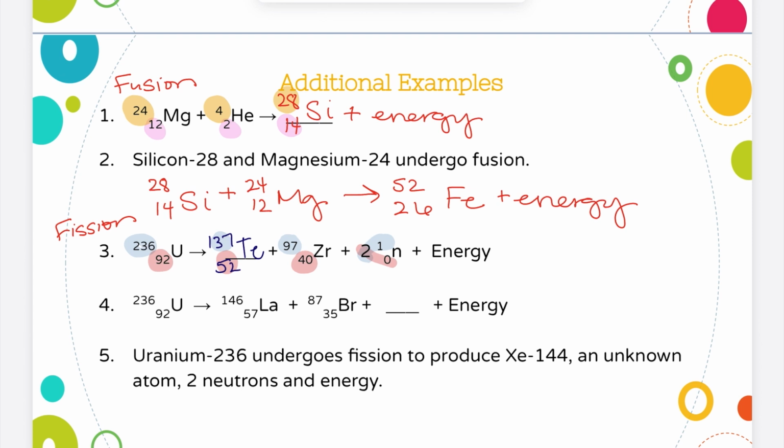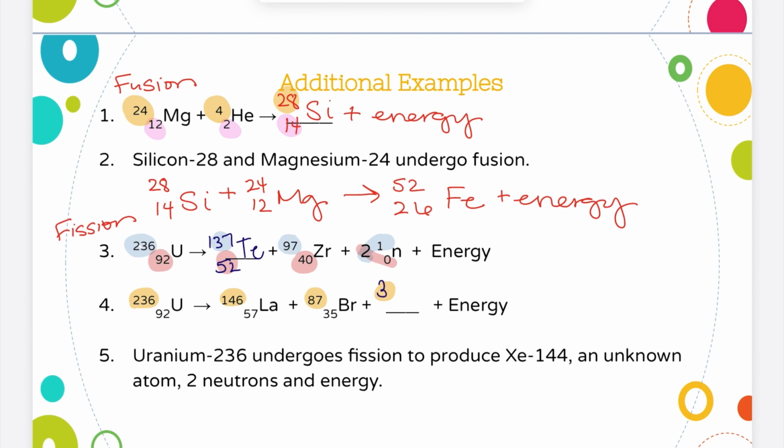All right, and here's another uranium-236. Uranium-236 can undergo fission in multiple ways depending on how it breaks apart. So we've got that 236 on the left, so that's going to need to equal 146 plus 87 plus something. Energy doesn't have any mass. So to figure out what this something is, I'm going to go 236, and I'm going to subtract off that 146 and that 87, and I get a 3.